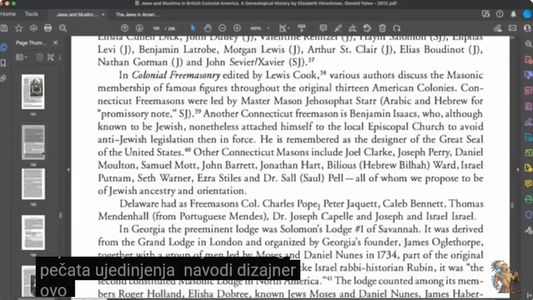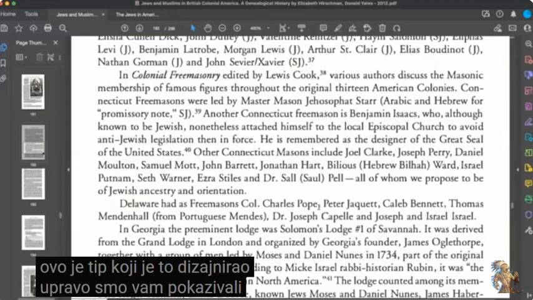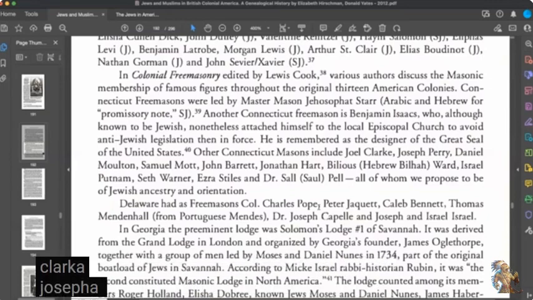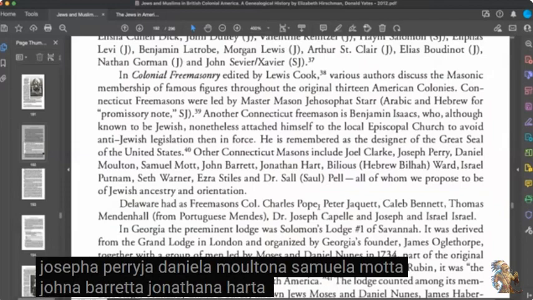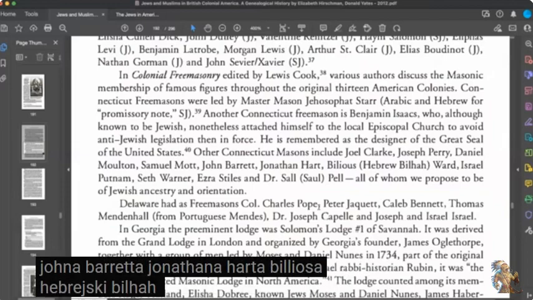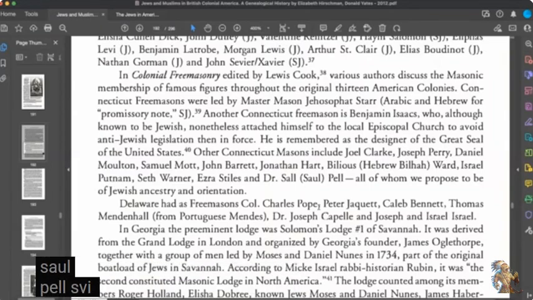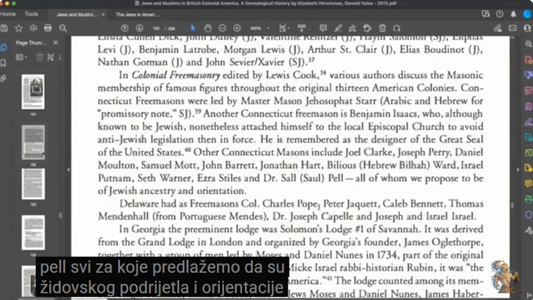The designer, this is the guy, all right? This is the guy that designed it. We were just showing you. Other Connecticut Masons include Joel Clark, Joseph Perry, Daniel Moulton, Samuel Mott, John Barrett, Jonathan Hart, Bilios, Hebrew Bilhah, Ward, Israel Putnam, Seth Warner, Ezra Stiles, and Dr. Saul Pell, all of whom we propose to be of Jewish ancestry and orientation.